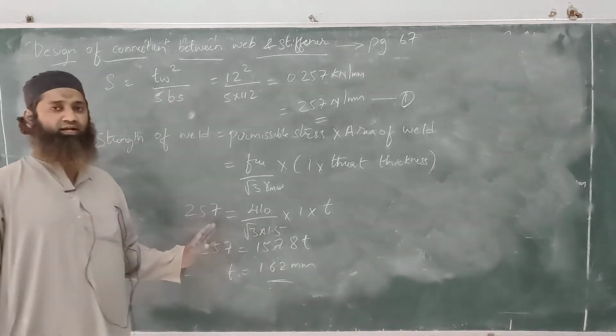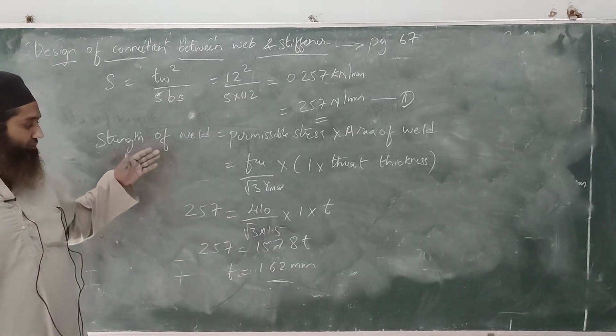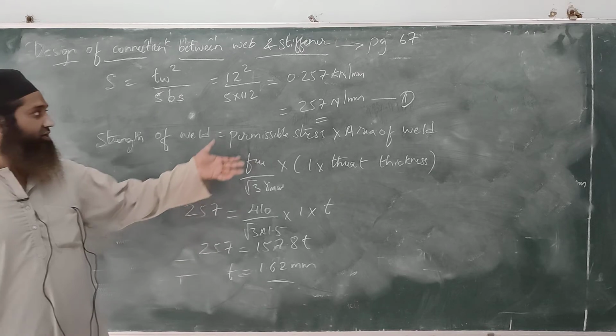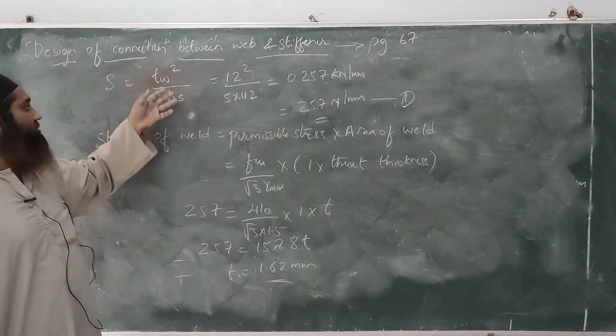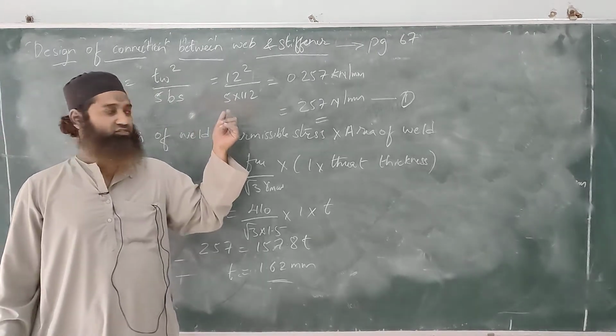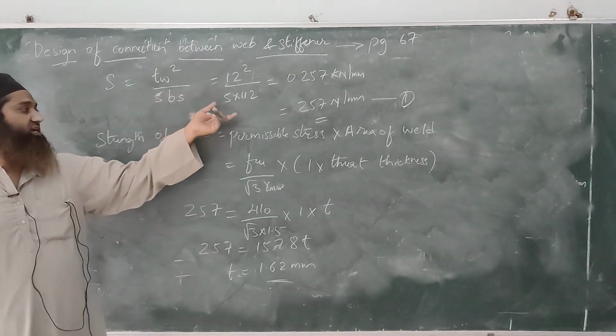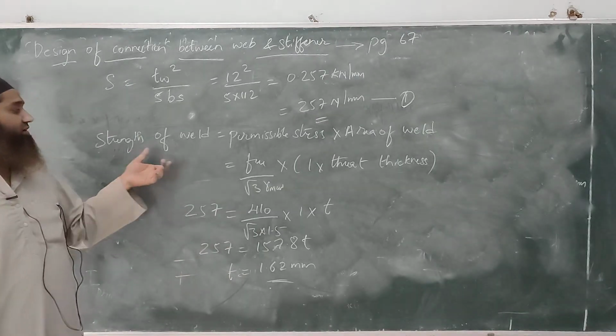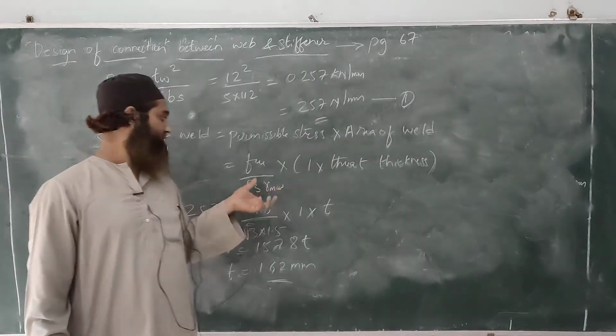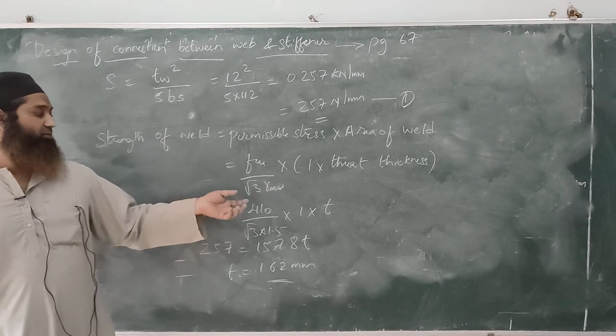So it is very simple. It is not complicated. 257 I got from the design of connection. S is equal to T W square by FBS. T is the thickness of the weld, 12 square. BS is 112. I got it as 257 Newton per mm. After that, strength of the weld is permissible stress into area of weld. Permissible stress is Fu by root 3 into gamma mw.